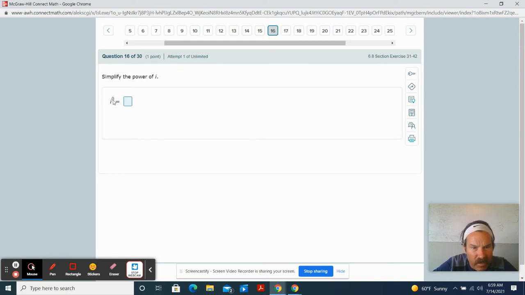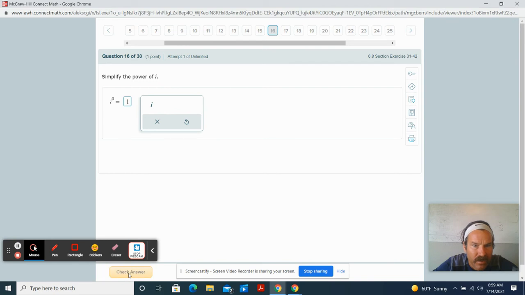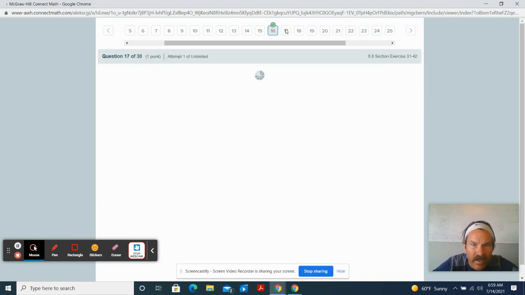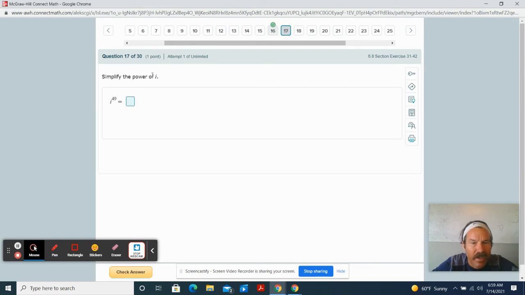Anything raised to a 0 power is equal to 1. So this should still be equal to 1. That rule shouldn't change. I want to go over one that has a higher power. Okay, so powers of i.